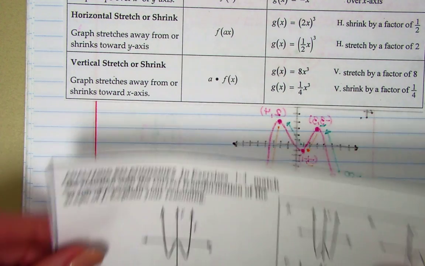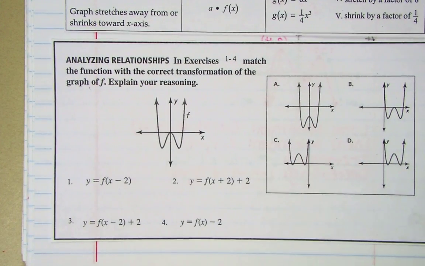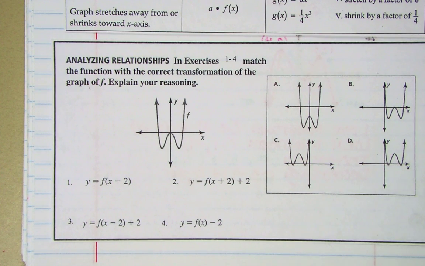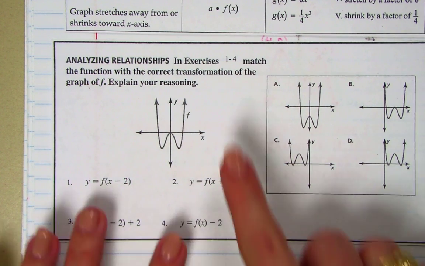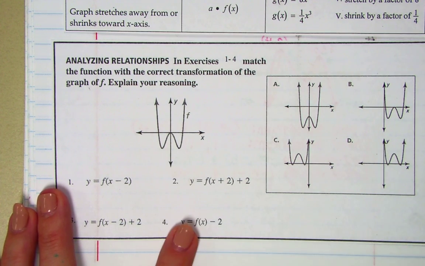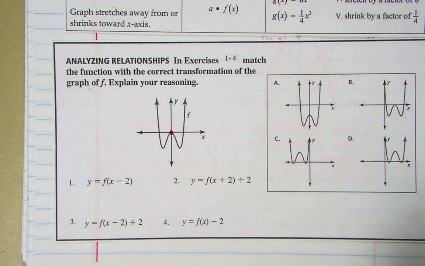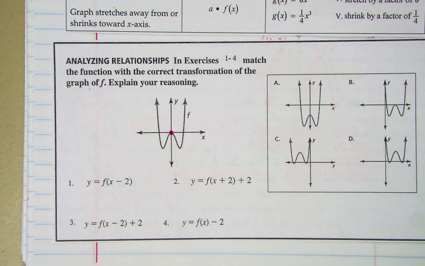So same with this bottom part. On numbers 1 through 4, they give us the graph that we're starting with. That's this graph. This is what you're starting with. The thing that I would point out is that the top of the W is right here at the origin. That's the easiest thing for me to keep up with. And then they give us 4 equations, and they want you to match them up with the graph.